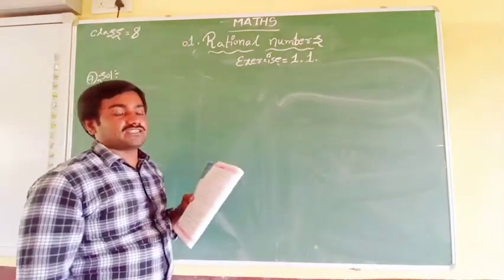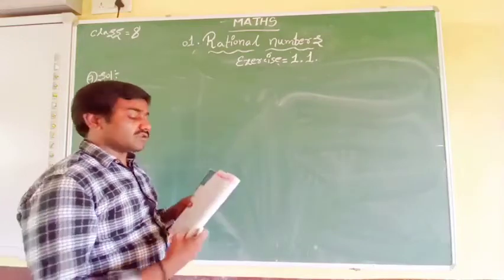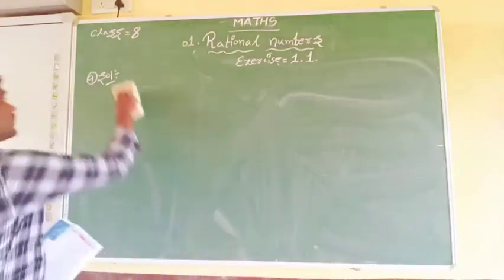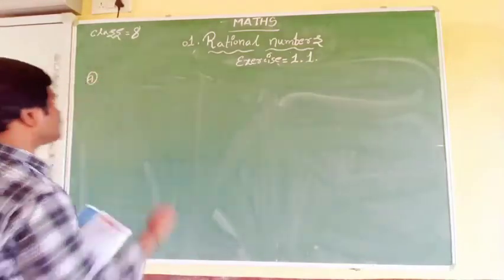So to get minus 3 by 2, what number should be added? Let me write the question also so that you can understand it in a better way.